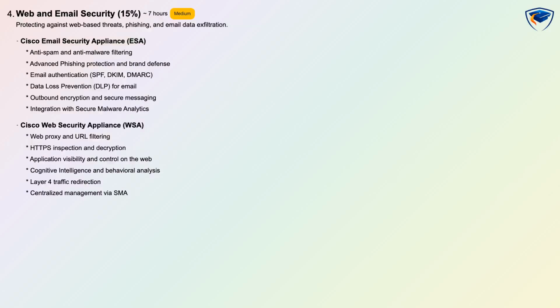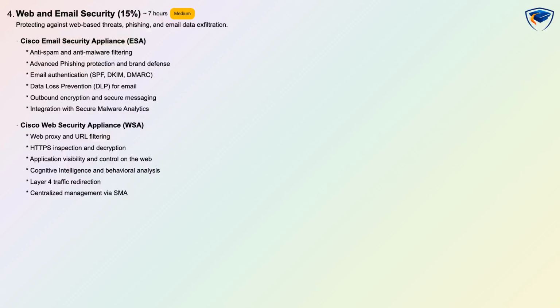Web and email security is 15% and focuses on protecting against web-based threats, phishing, and email data exfiltration. Study the Cisco Email Security Appliance for anti-spam and anti-malware, phishing protection, email authentication like SPF, DKIM and DMARC, DLP for email, and integration with Secure Malware Analytics.